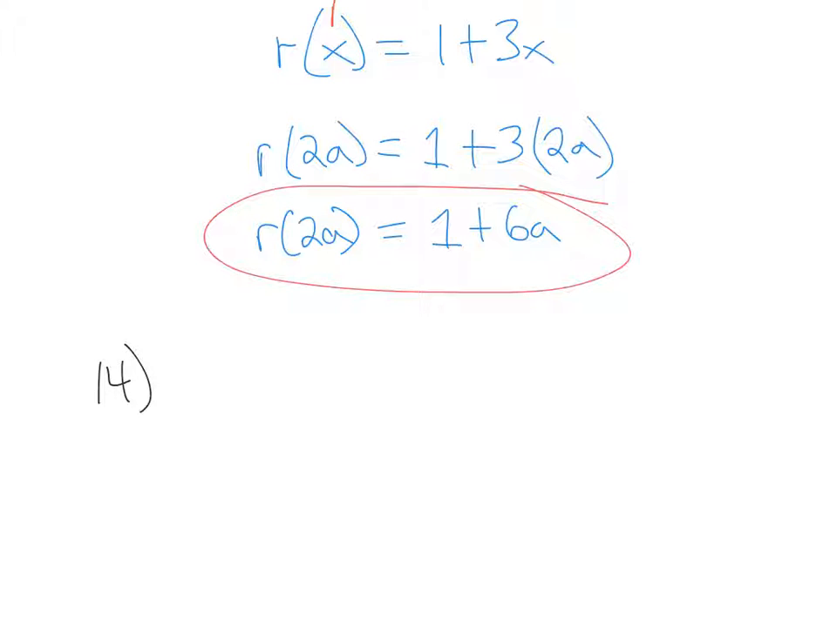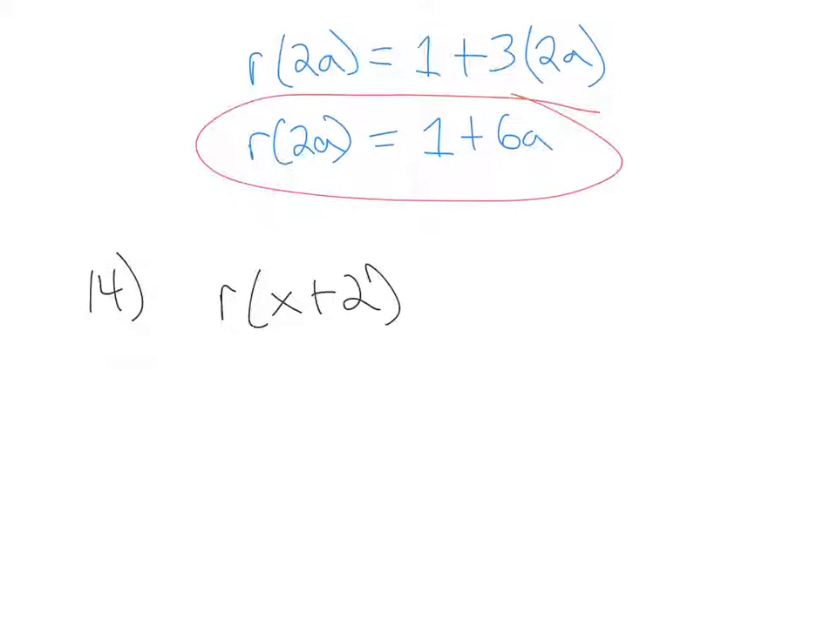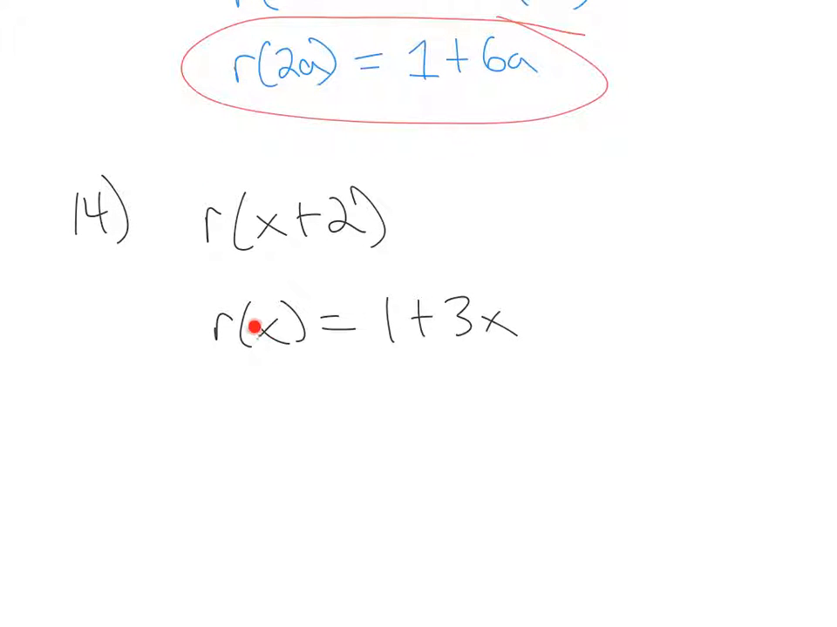Number 14, we need to find r evaluated at x plus 2. I know that r of x is equal to 1 plus 3x based on the problem's information. So once again, instead of just x in my rule, I'm going to input x plus 2. So r evaluated at x plus 2 is equal to 1 plus 3 times, not x, but x plus 2.